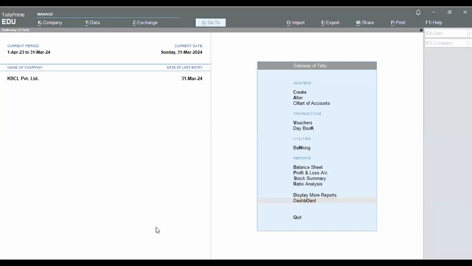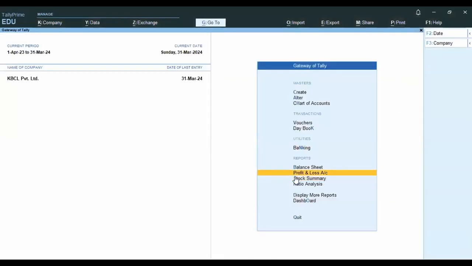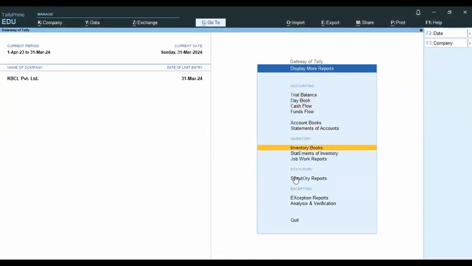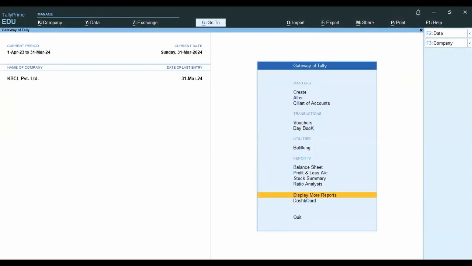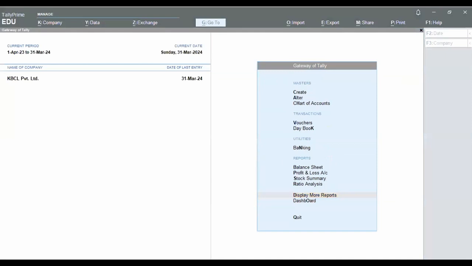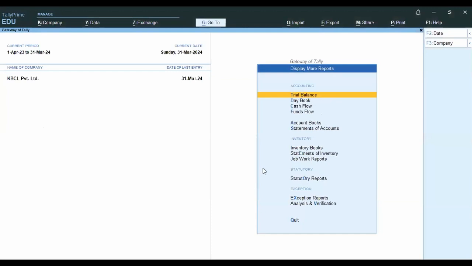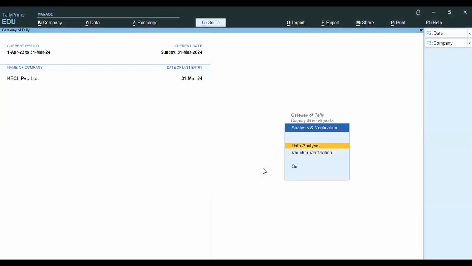Okay. Now moving to the practical aspect. The first thing is from where you can do auditing through Tally. For auditing through Tally, it is display more report. There is a last tab, that is analysis and verification. So again, I'm showing, we are at gateway of Tally. Here there is a point called display more report. Simply click that display more report. And there is one last tab called analysis and verification. Click on analysis and verification. There are 2 points called data analysis and voucher verification.